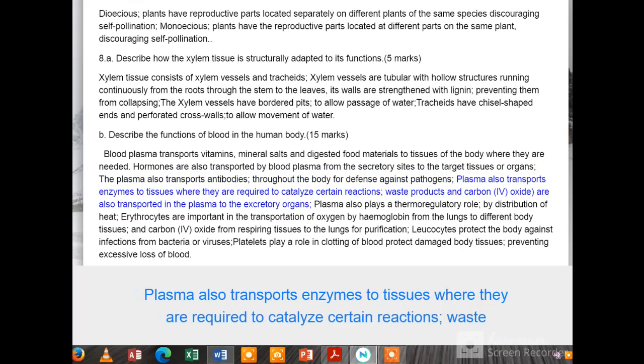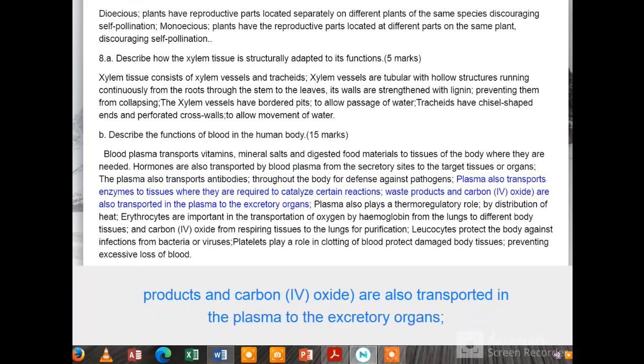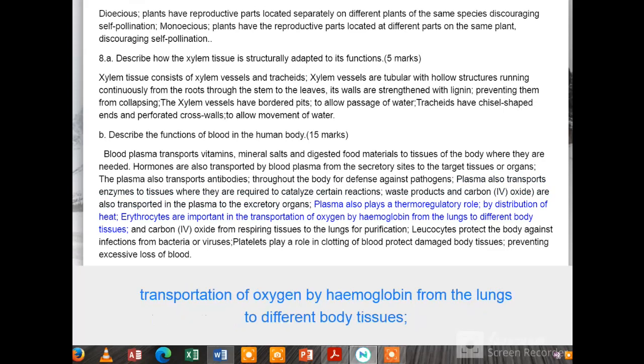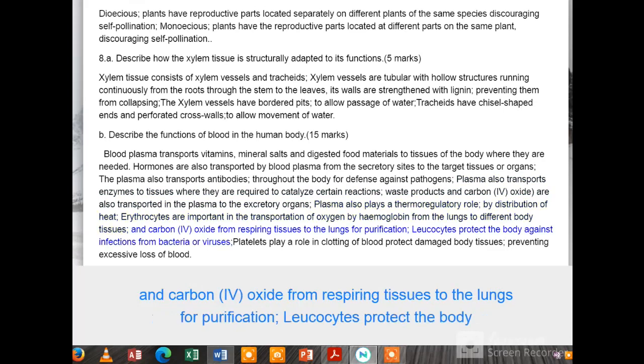Plasma also transports enzymes to tissues where they are required to catalyze certain reactions. Waste products and carbon IV oxide are also transported in the plasma to the excretory organs. Plasma also plays a thermoregulatory role by distribution of heat. Erythrocytes are important in the transportation of oxygen by hemoglobin from the lungs to different body tissues, and carbon IV oxide from respiring tissues to the lungs for purification.